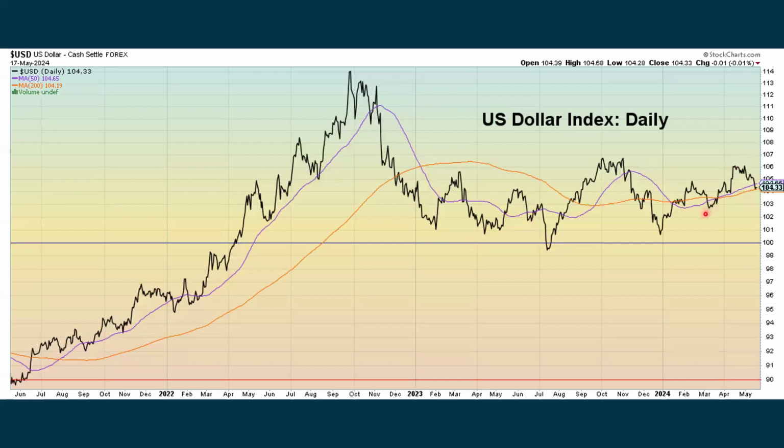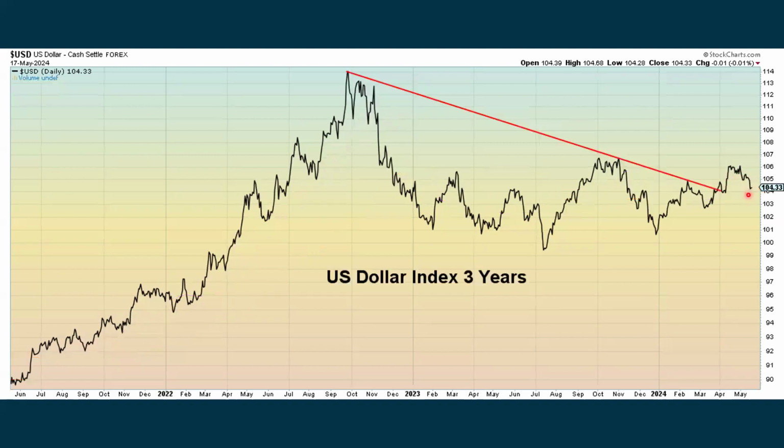Here's the dollar index, which is still in an uptrend, but it has been pulling back. It got up into the 106 range. Now it's falling into the mid 104 range. And here's a longer term look where we did break out above this trend line here, but now we're starting to come back down slightly.